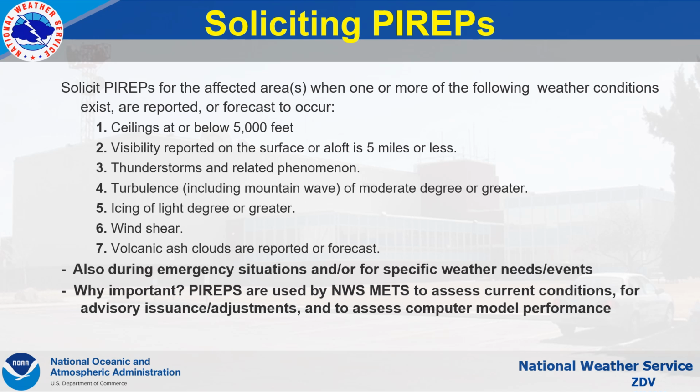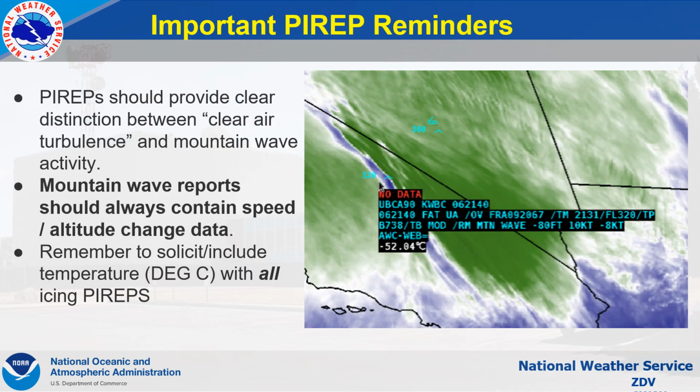Why is this important? Of course, PIREPs are used by us to assess current conditions for advisory issuance and adjustments and to assess computer model performance. Some important reminders about PIREPs. PIREPs should provide clear distinction between clear air turbulence and mountain wave activity. The way to do that, in mountain wave events, they should always contain the speed and altitude changes. When talking about icing, it's important to always include the temperature in Celsius with all the icing reports.